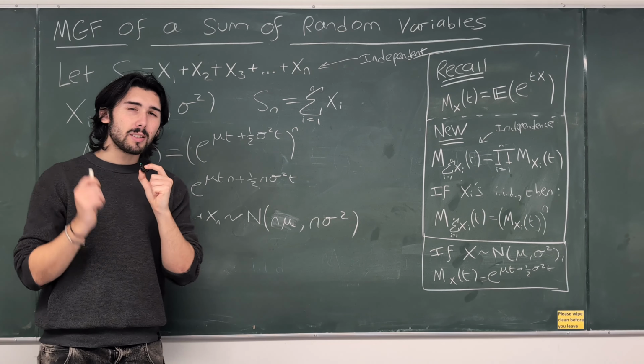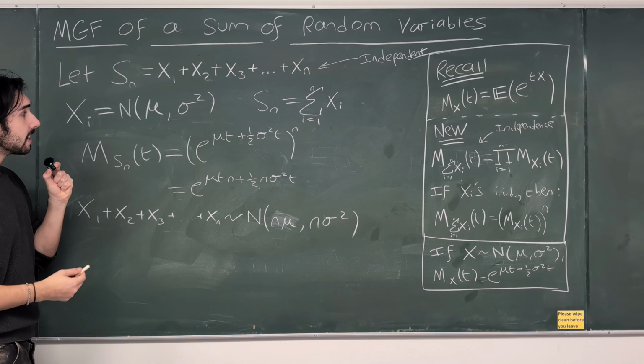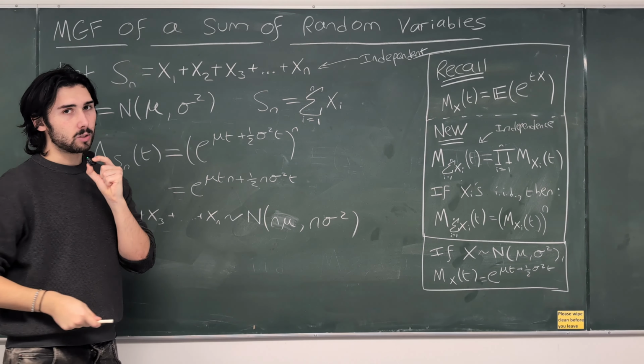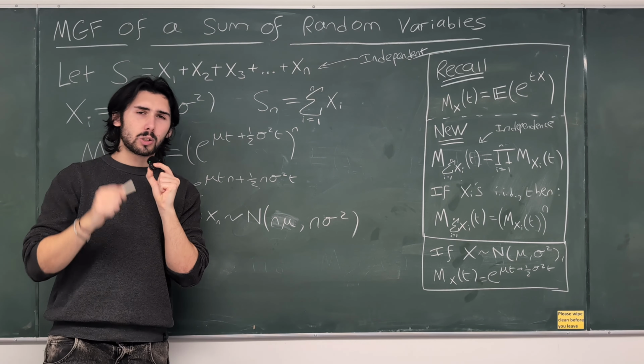It's really cool. So in the next video, we're going to prove this again, but we're going to look at the case where the mean is not the same for all of them and the variance is not the same for all of them as well. And I'll show you that that is also still normal. So stay tuned for that.